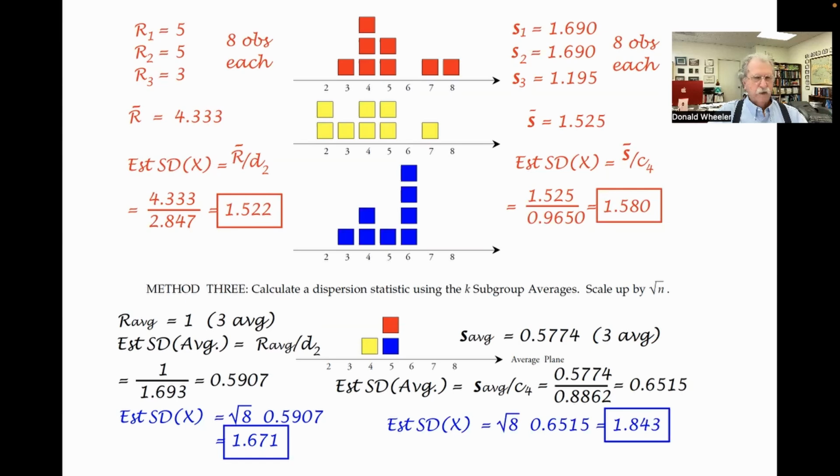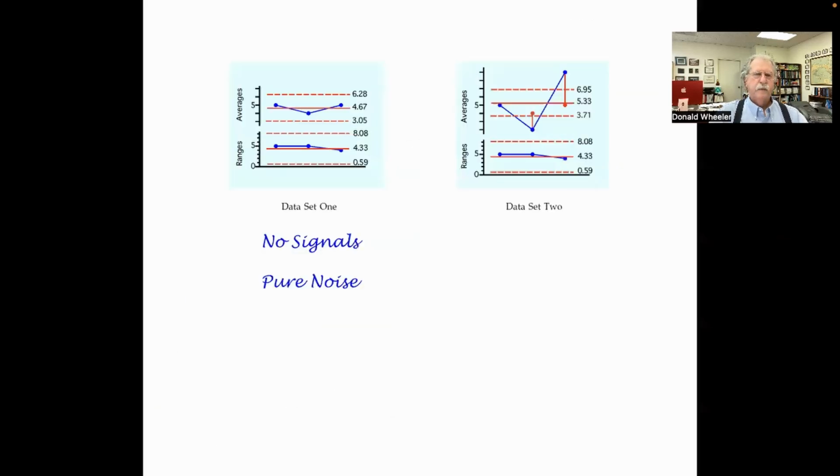Well, you've got to understand that data set 1 has a very special property. And that special property is shown on page 30. If we put data set 1 on an average and range chart, no points fall outside the limits. This data set 1 has no signals. It's pure noise.